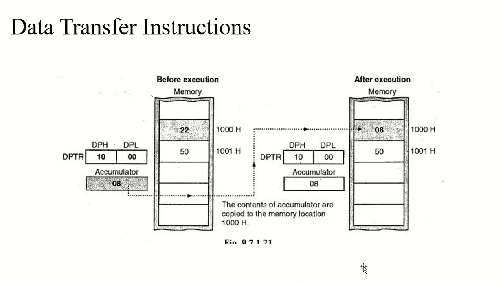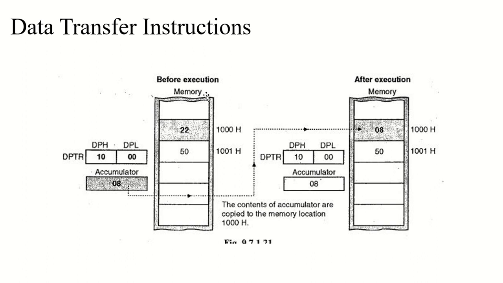In this one also I forgot to mention the name of the instruction. It is MOVX A, @DPTR. This instruction will copy the content of the external memory location, which is pointed to by the data pointer, to the accumulator. Remember, we saw two cases. So this is the second one. The instruction will copy the content of the external data memory location pointed to by the data pointer to the accumulator.